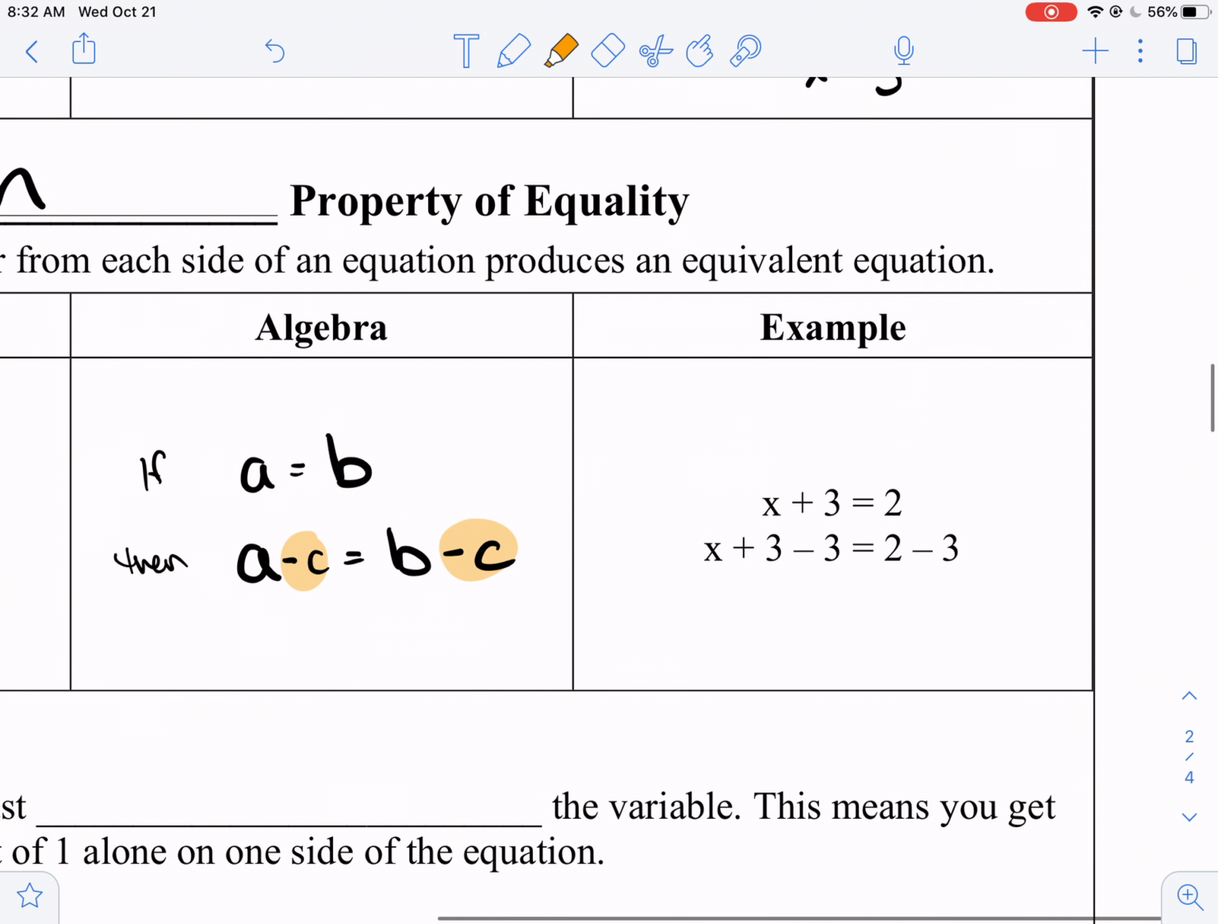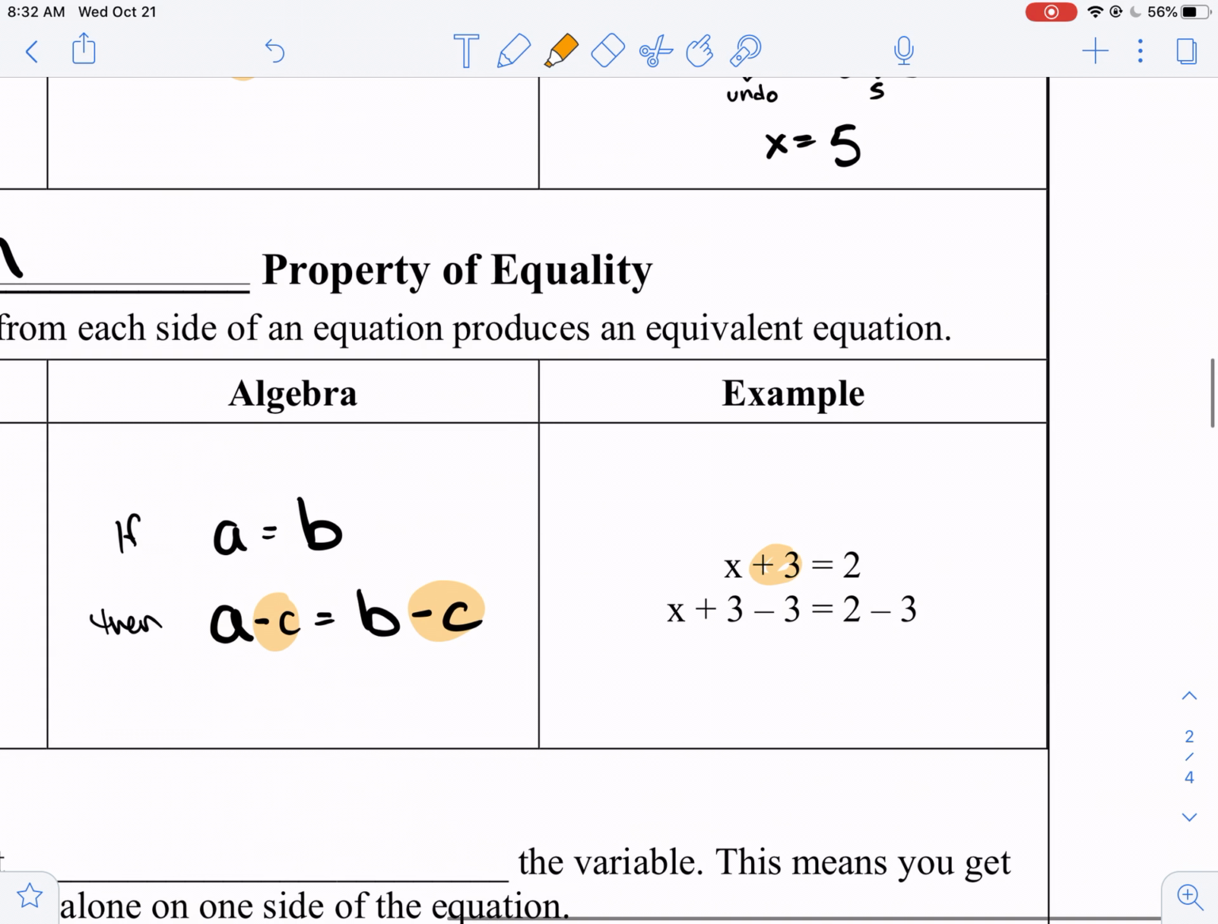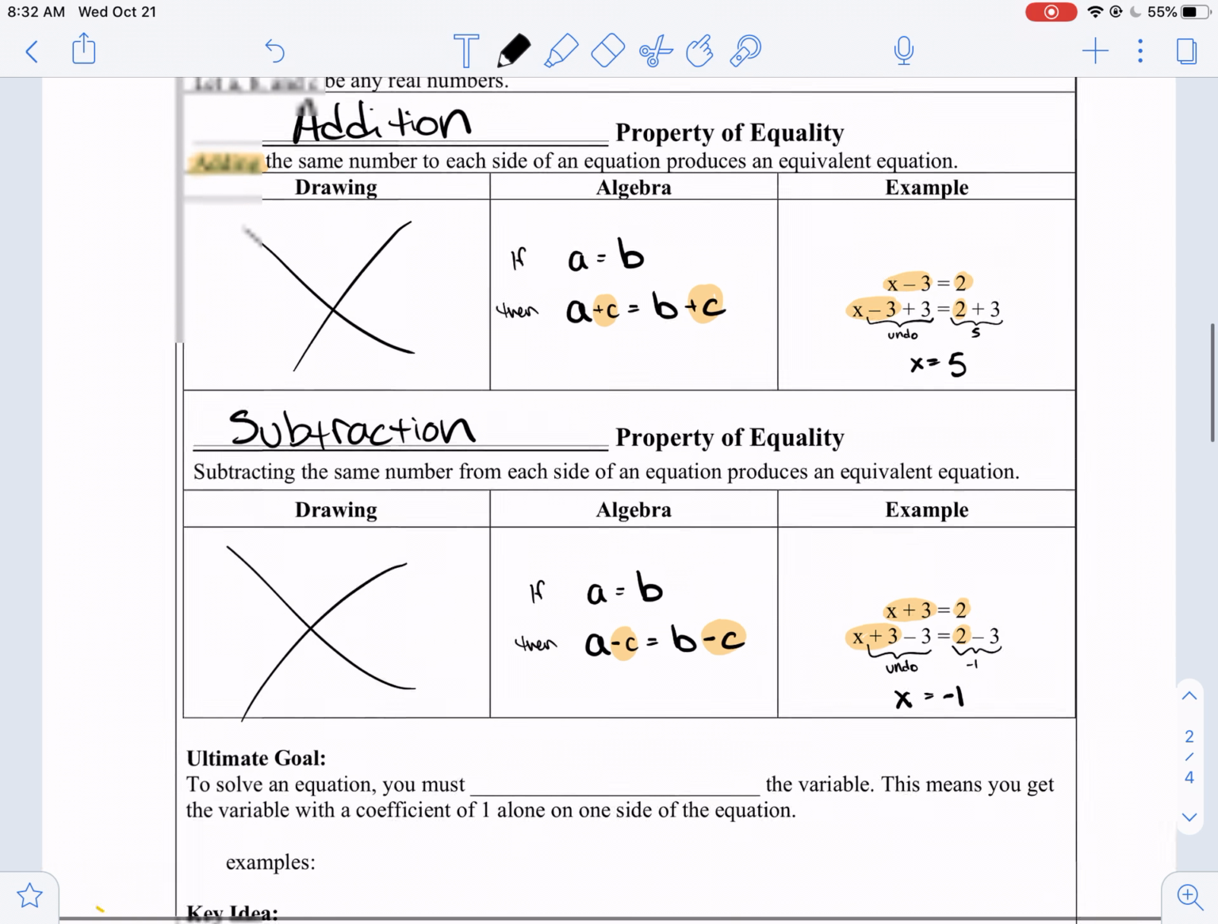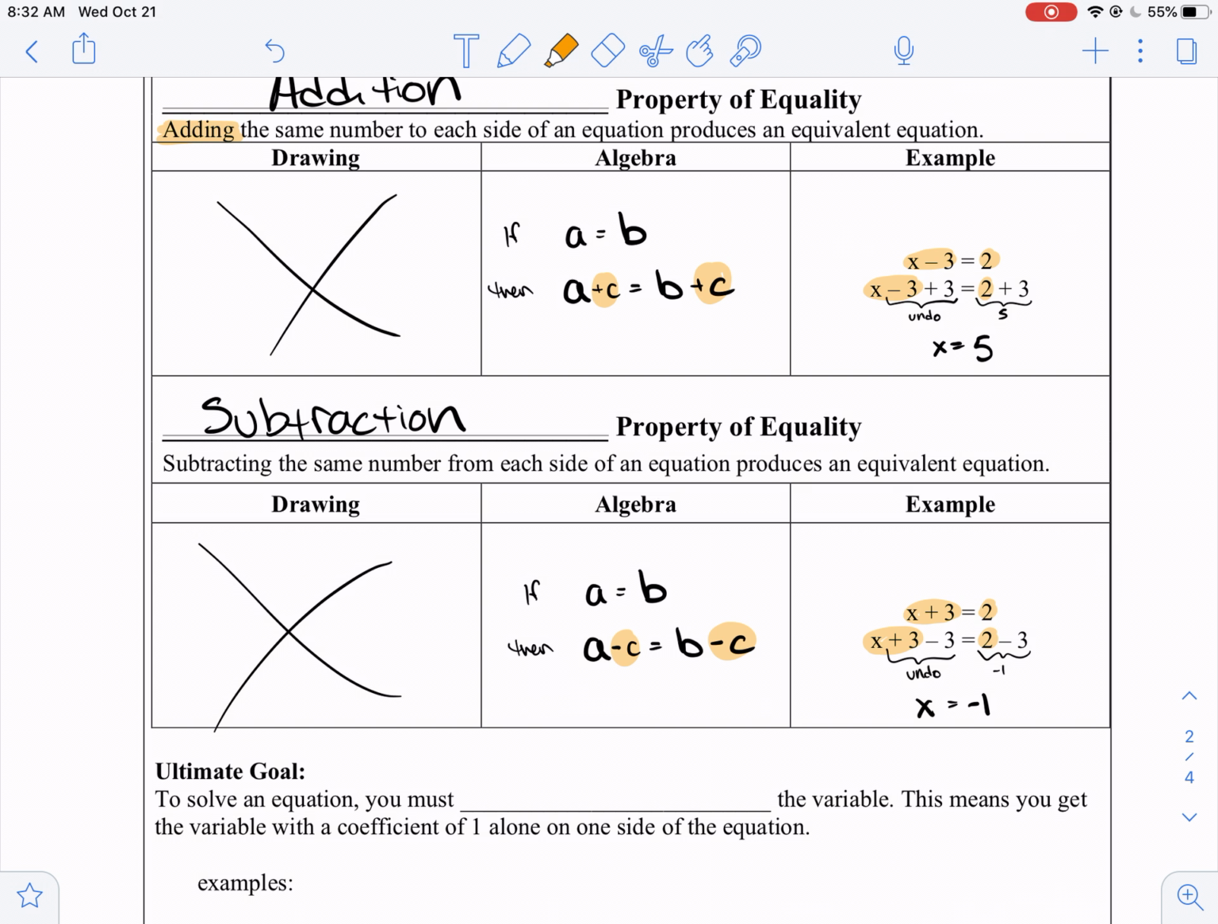For example, again, that x plus 3, we had x minus 3, didn't we? So if you have that x plus 3 is equal to 2, then you subtract the same number from both sides. Well, these plus 3 minus 3, these will undo each other, leaving you with just x. 2 minus 3 is negative 1, so that tells us that x equals negative 1. Isn't that great? That's awesome. So you can add and you can subtract to find equivalent equations.